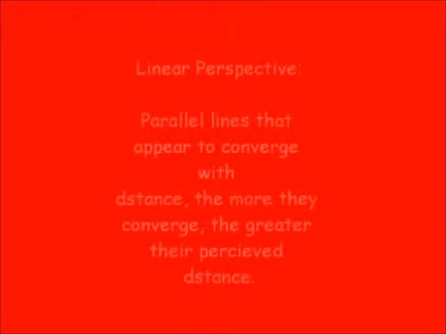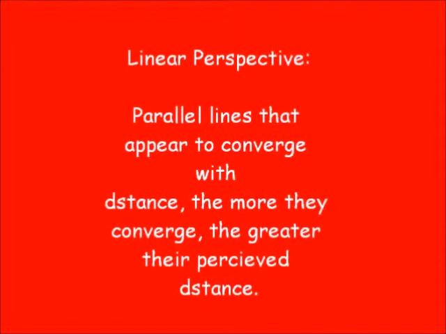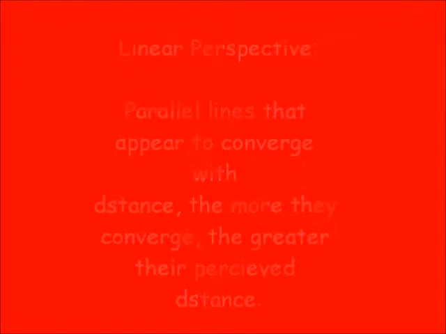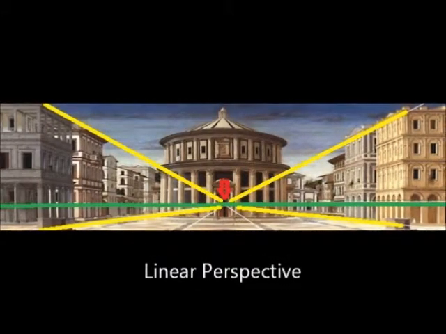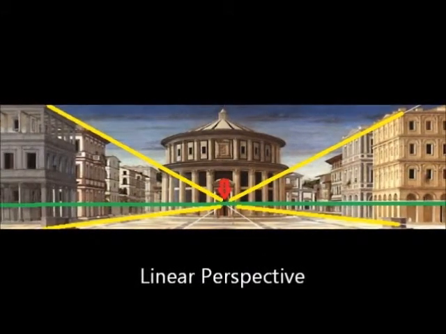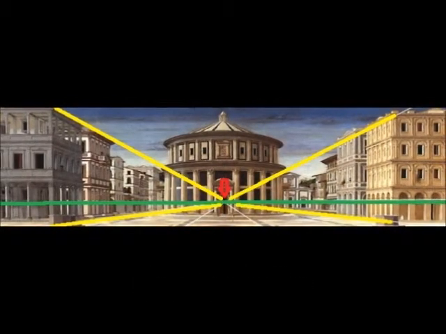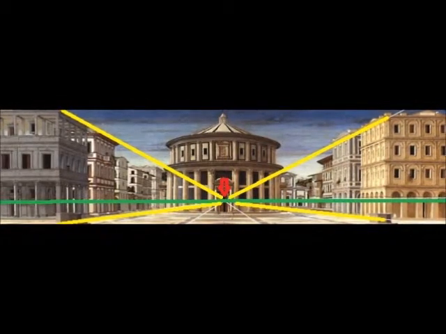Monocular depth cues. Linear perspective. Parallel lines that appear to converge with distance. The more they converge, the greater their perceived distance. So as you can see in this next picture, there's a building in the middle and two buildings to the side. The converging lines are shown in the yellow, and the green is the horizontal line. The two yellow parallel lines converge with distance, and the door is so small because it emphasizes the perceived distance.